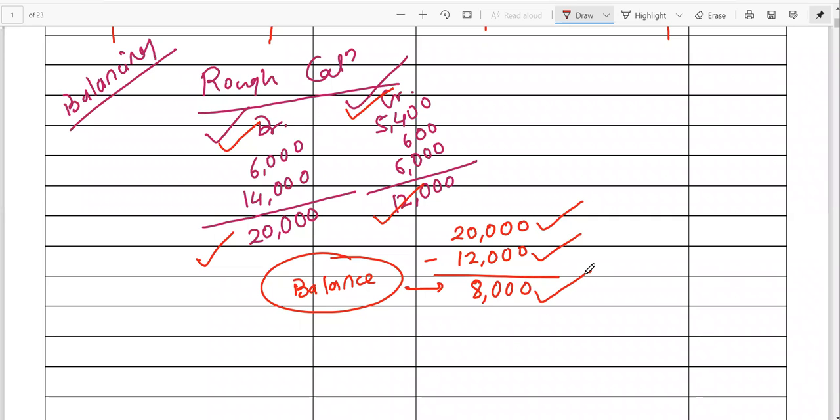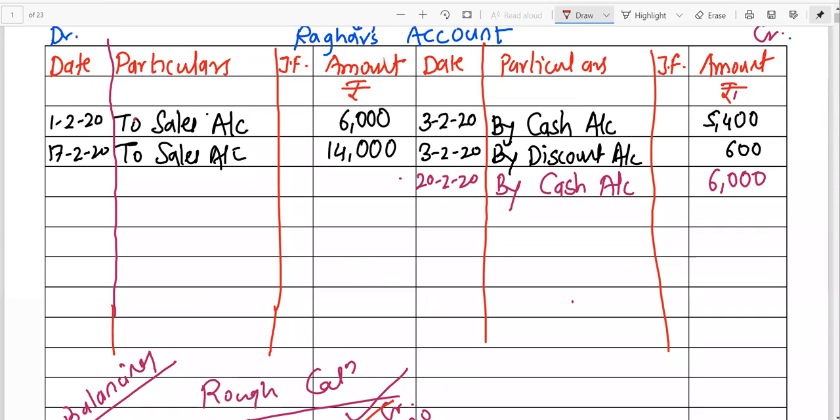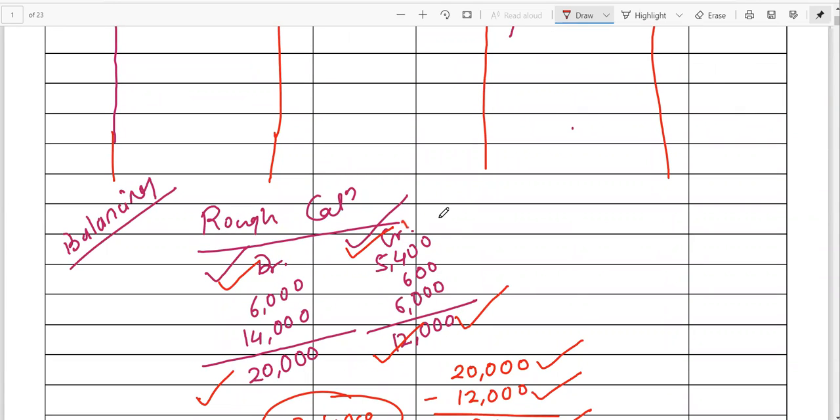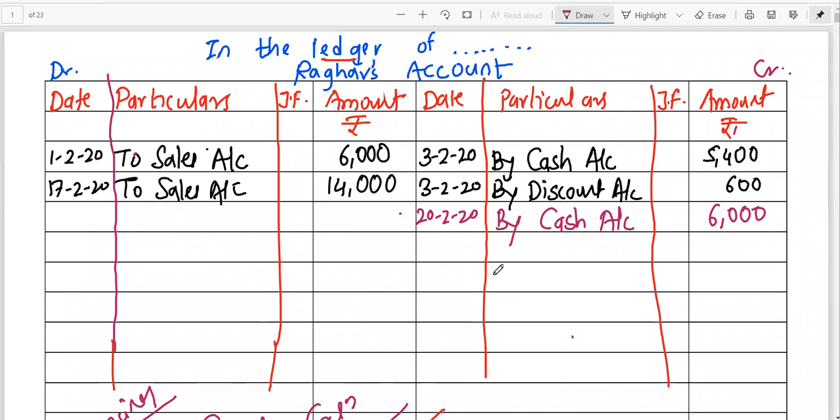That is Raghav's account. Sir, where should we write this and how should we write this? I'm telling you, just a minute. You should write this balance amount where the total is less, or where there is the smaller amount. On the credit side, we have the smaller amount. Write down the balance on the credit side: By balance carried down, 8,000, so that the totals of both sides should be the same.